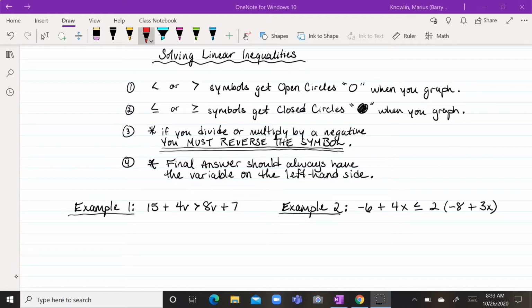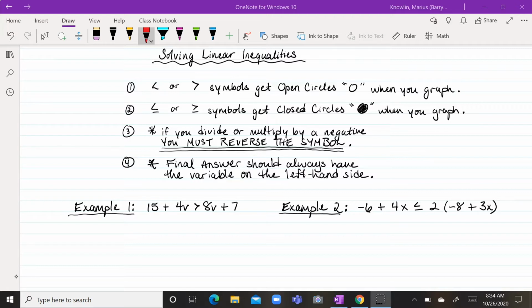Alright, and welcome back. Today we're going to do a little mini lesson on solving linear inequalities. I wrote a few notes up here that you should jot down. So the first thing is that a less than or greater than symbol gets open circles when you graph. Number 2, less than or equal to or greater than or equal to symbols get closed circles when you graph.